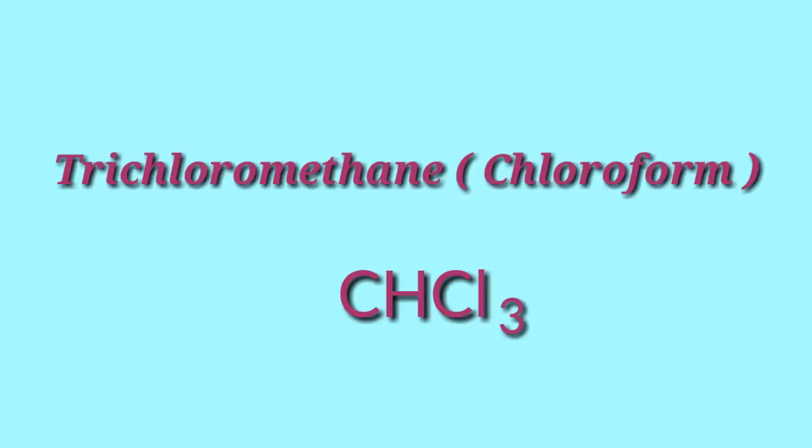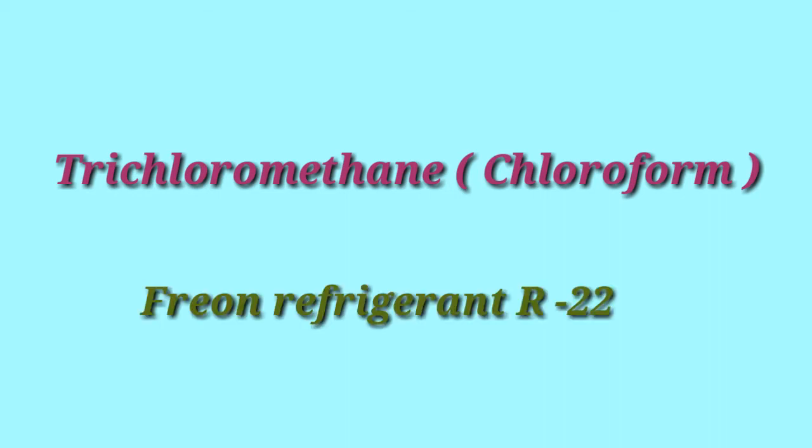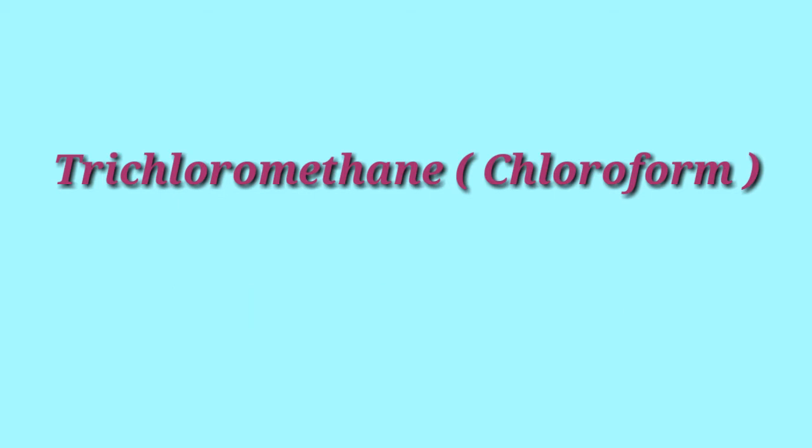Next one is trichloromethane, CHCl3. The familiar name of trichloromethane is chloroform. It is used as a solvent for fats, alkaloids, iodine and other substances. The major use of chloroform today is in production of the Freon refrigerant R22. We are familiar with chloroform as an anesthetic in surgery, but it has been replaced by ether as it is a less toxic and safer anesthetic.